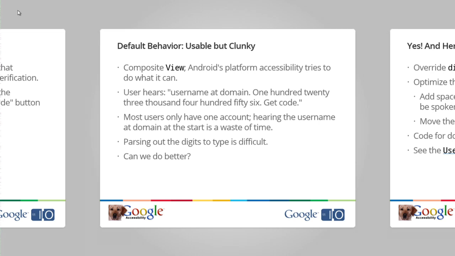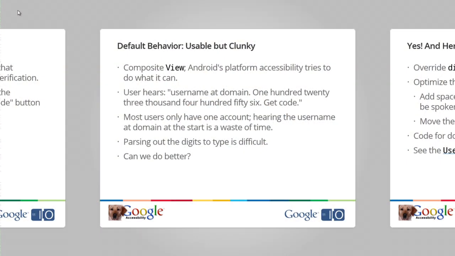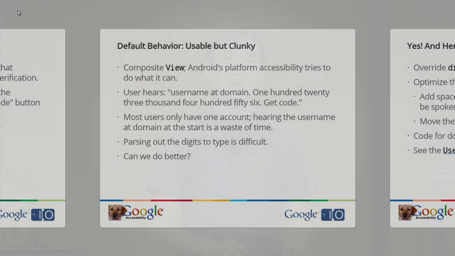Okay, so let's go back to slides. If you look at this, that kind of worked, but it was a clunky experience. It wasn't very pleasant. You heard my username first, which is unnecessary if there's only one username. And then you heard the number spoken as one really, really big number. Imagine trying to type this into a form field. It's going to be pretty difficult.